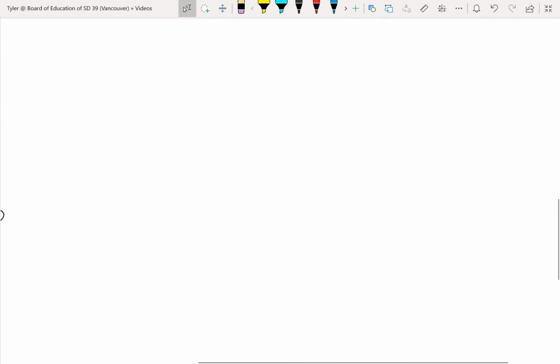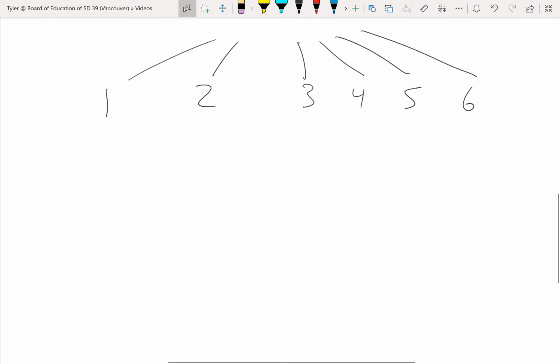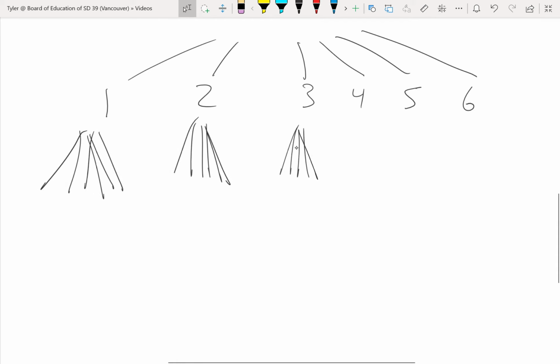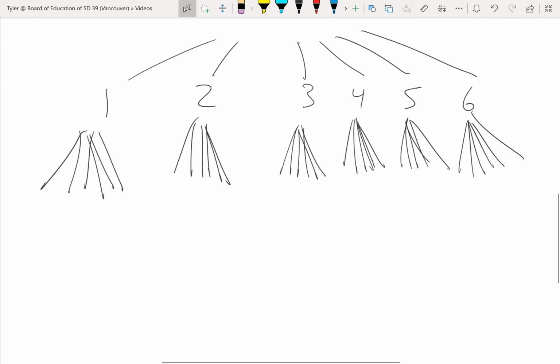Let's say we're rolling 2 dice. So the first option is we get 1, 2, 3, 4, 5, or 6. That was our first dice. If we roll a second one, each one of these has a chance of getting 1, 2, 3, 4, 5, or 6. So you can see this chart is a lot bigger because there's a lot more options.